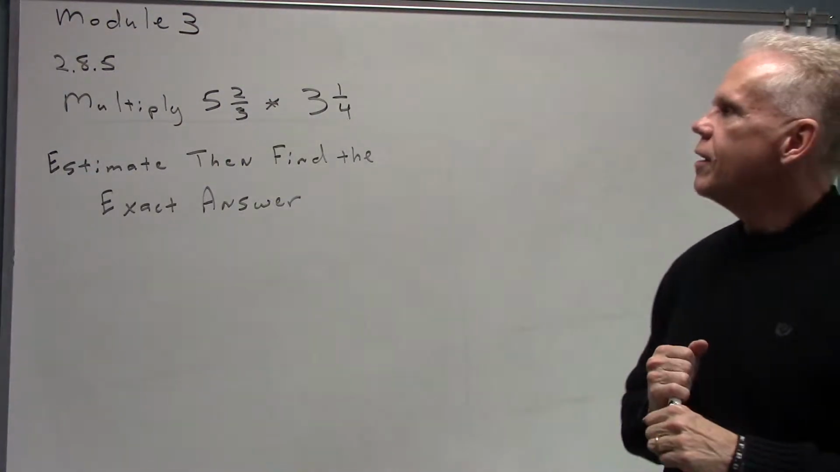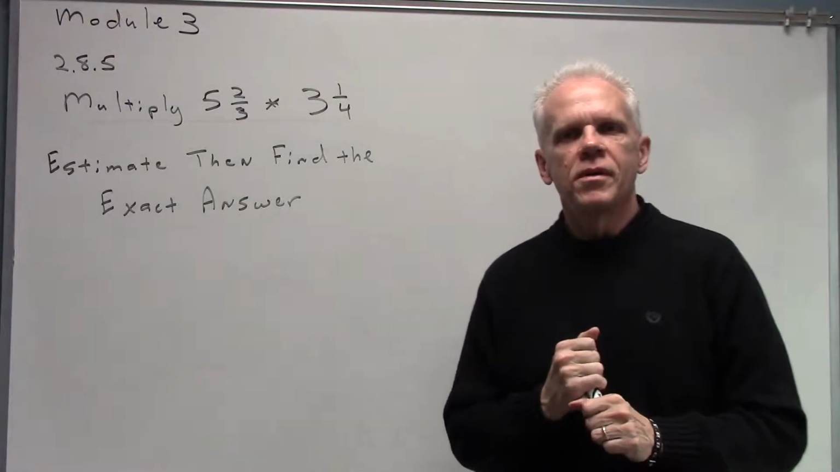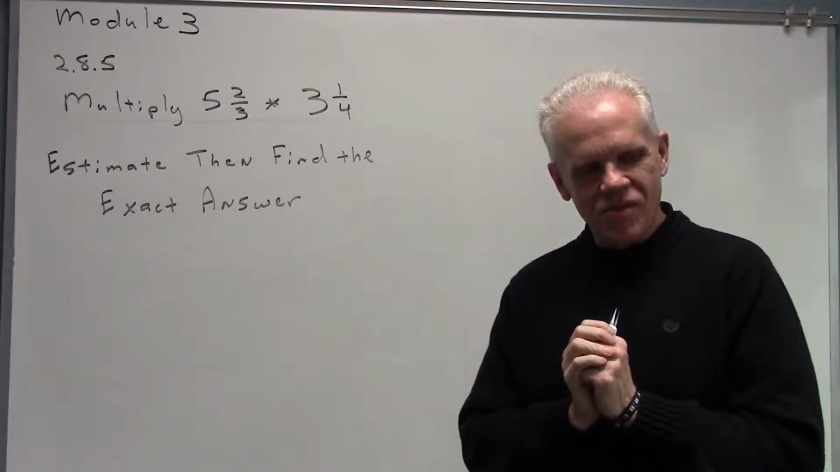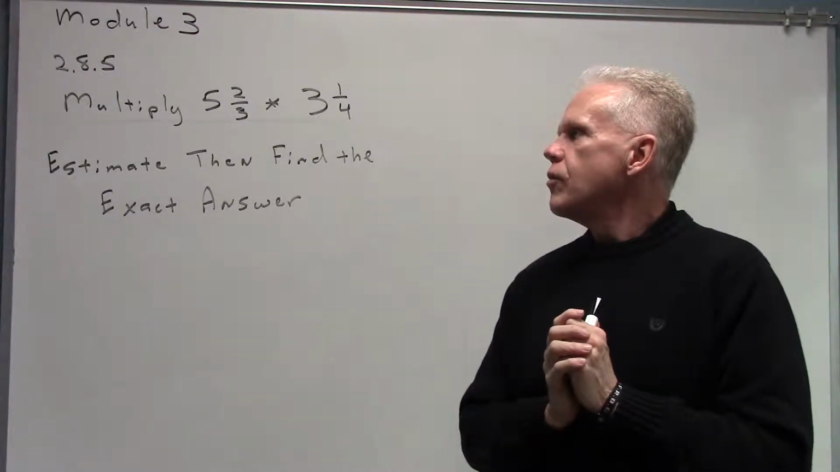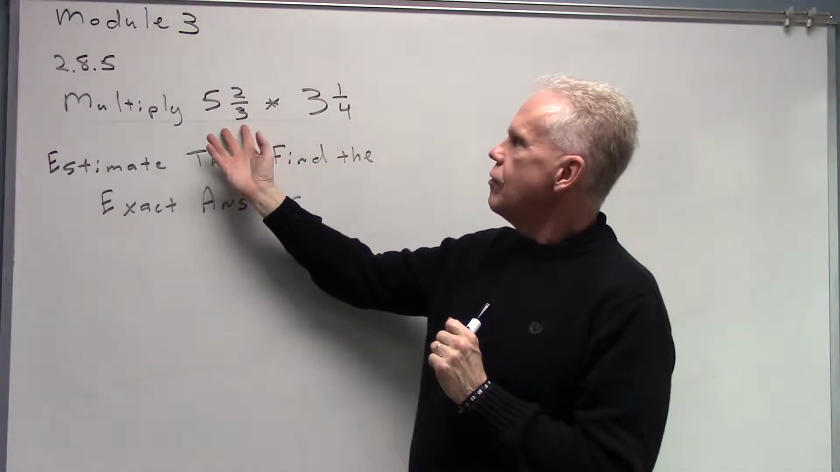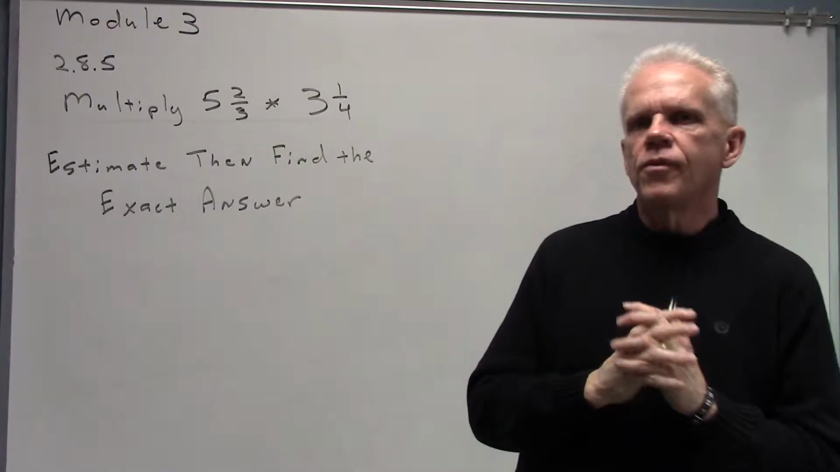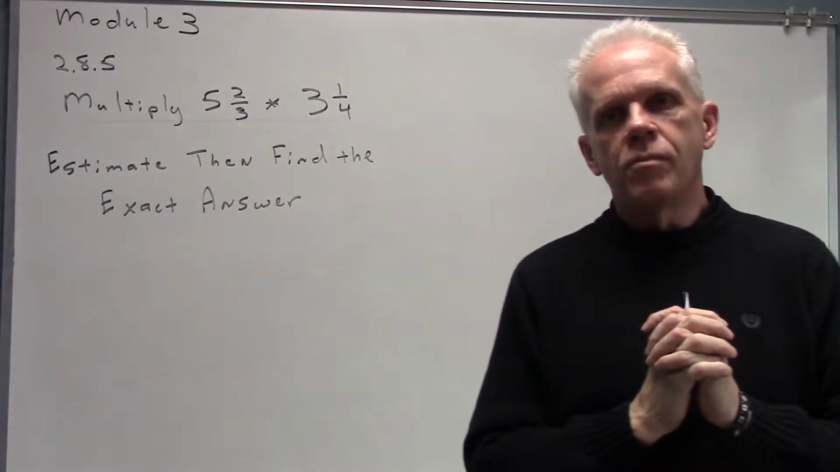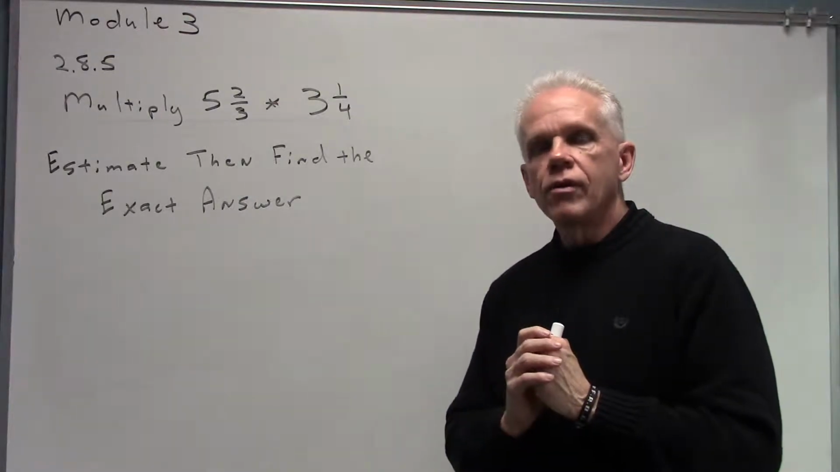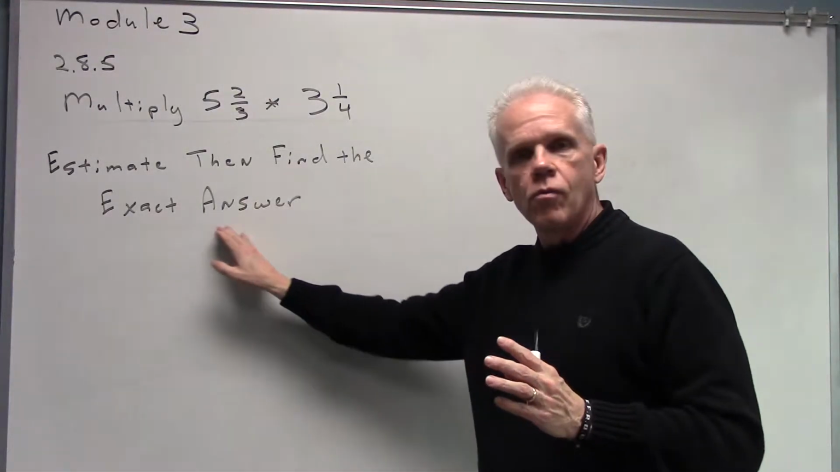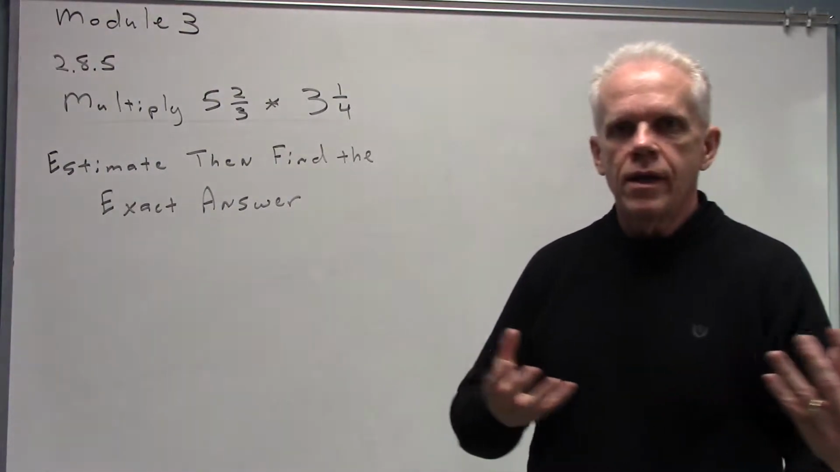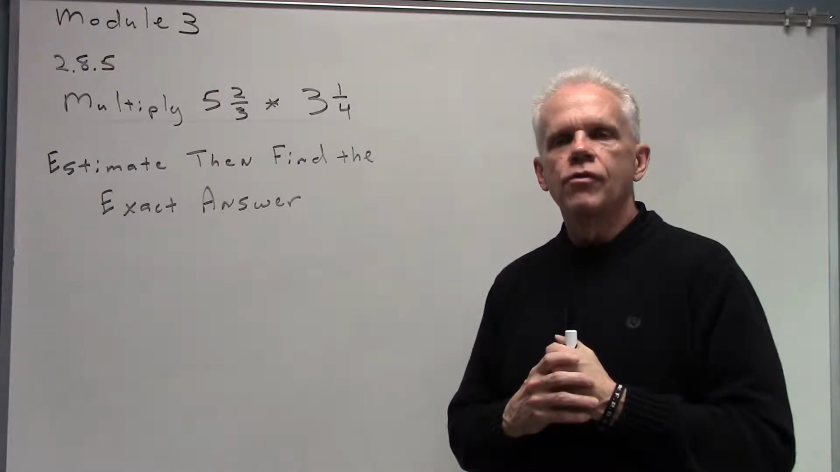Once again, we are in Module 3, talking a little bit about multiplying mixed numbers. We're going to multiply some mixed numbers. Now in this problem, we've got 5 2/3 times 3 1/4. The first thing I want to do is an estimate to get kind of a ballpark answer. And then I want to do the exact work, so that we can see if our estimate and our exact answer are fairly close to one another.